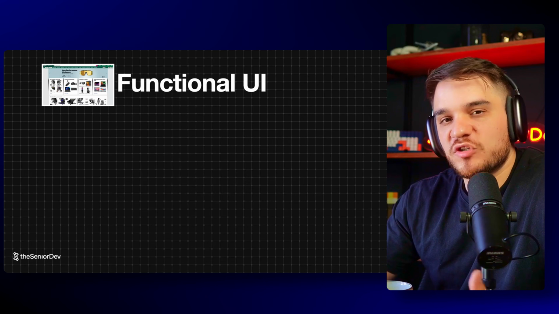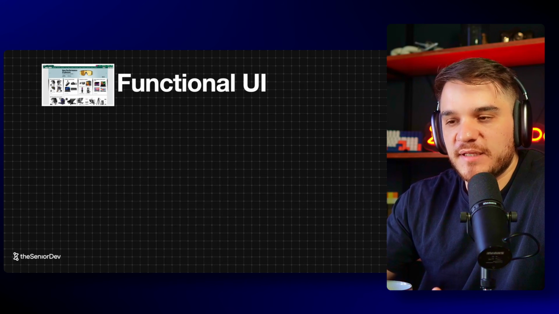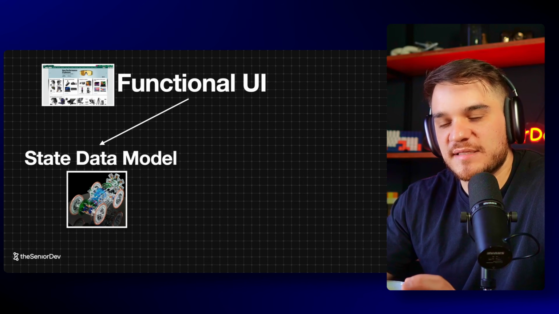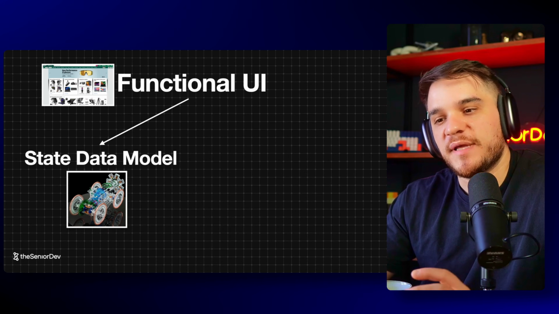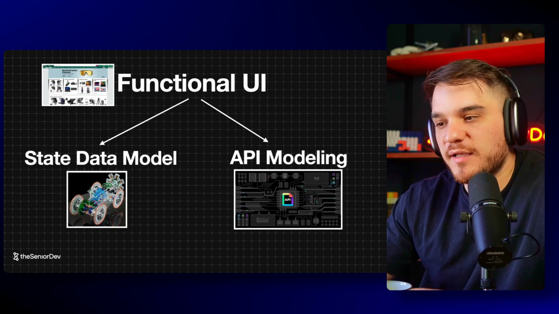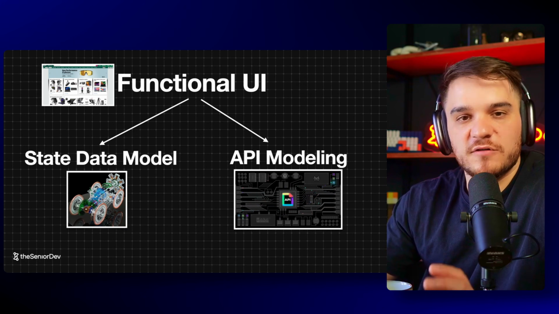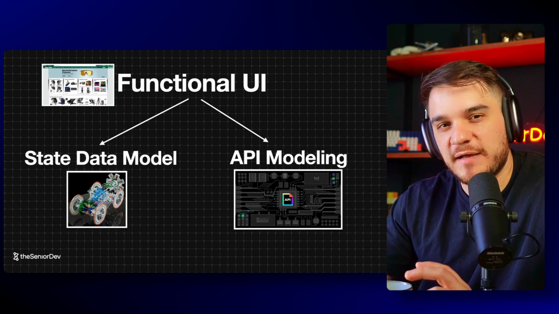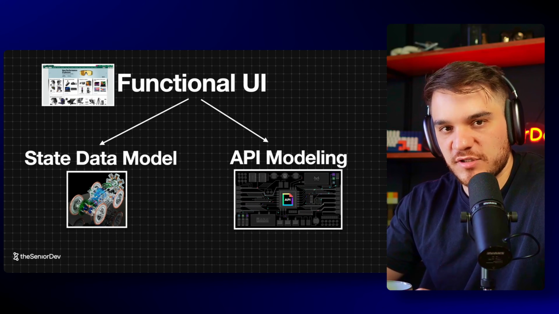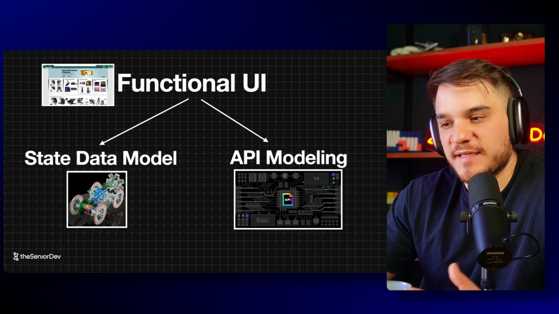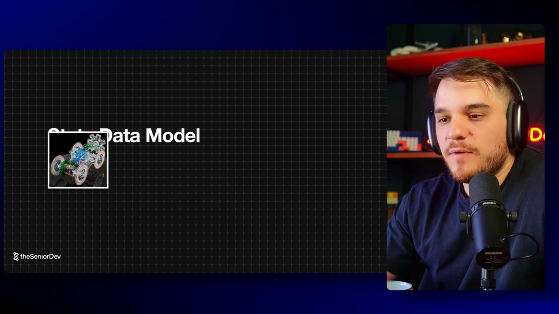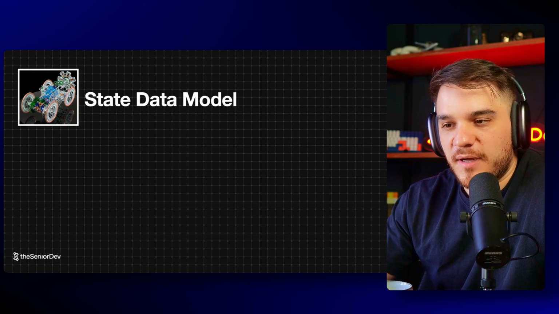And once we have the functional UI, we can extract from it two things. Number one would be our state data model. So basically the data structure that we need that will be under the UI to achieve all the functionality, and modeling of the API. Because as a senior front-end engineer, you are expected to have an opinion on how the API should look like and work together with backend engineers to help build the best API representation for the UI you are being given. So let's start with the state data model.